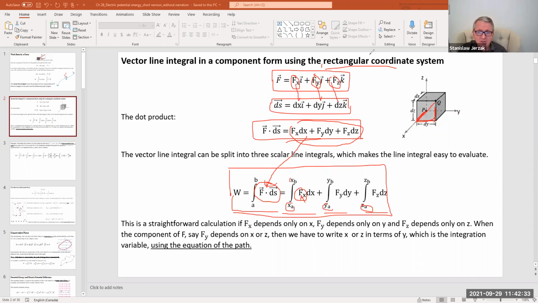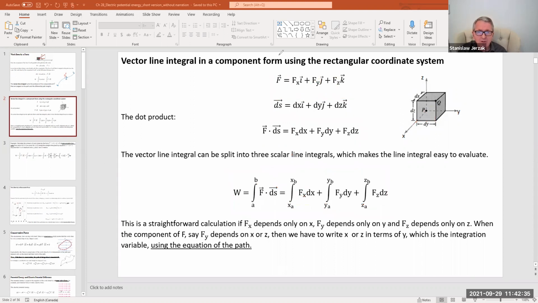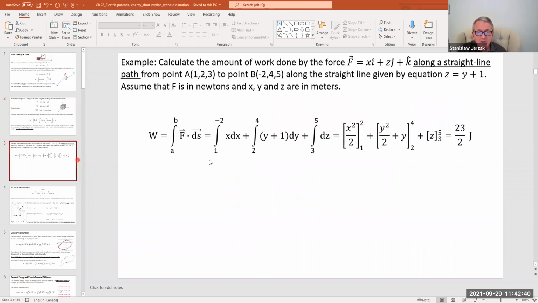So before you ask questions, I would like to give you an example of how to do it in practice. So the next slide is the example. Let's say that we have to calculate the amount of work done by the force F, which is given by this expression. Okay, what does it mean?